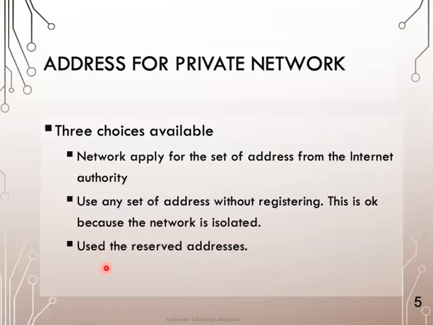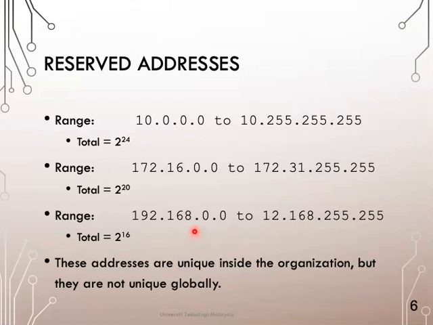And the third choice here is to use the reserved addresses. Internet authorities basically have reserved three sets of addresses to overcome the problems associated with the first two choices. So any organization can use these reserved addresses without permission from the internet authorities, because everyone knows that these reserved addresses are for private networks. The range of the reserved addresses are as shown here. Basically, this range is unique inside the organization, and not unique globally.